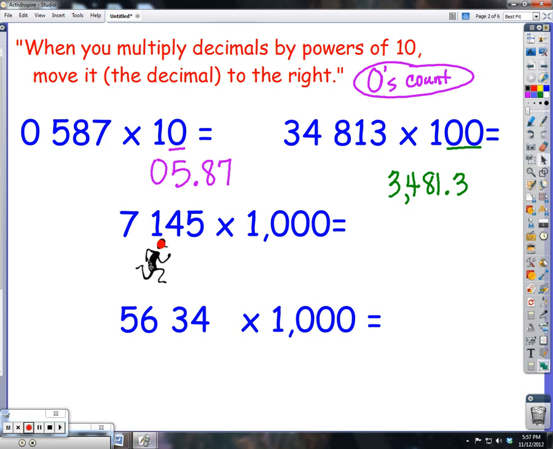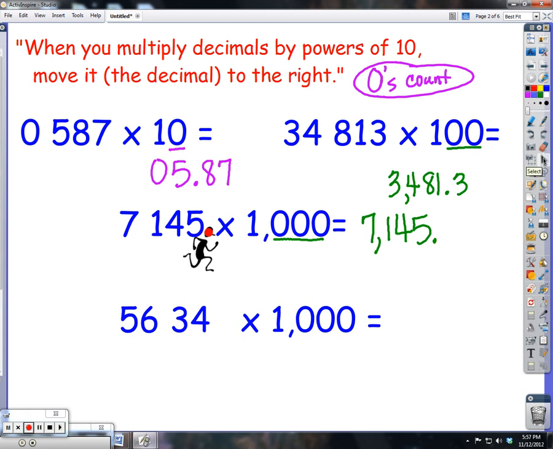Okay, another example. Let's take our decimal and put it here. So we have 7 and 145 thousandths multiplied by 1,000. There are 3 zeros. So we'll move our decimal 3 places to the right. 1, 2, 3. So now the answer is 7,145 because the decimal is after the 5.